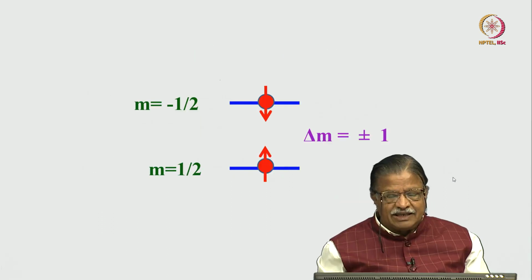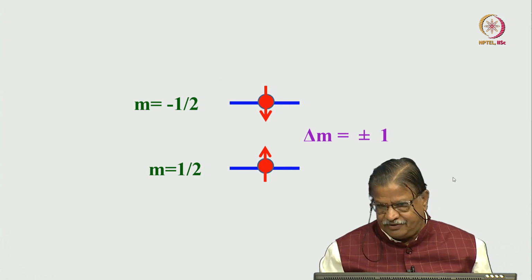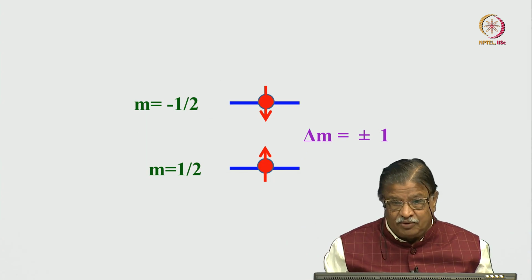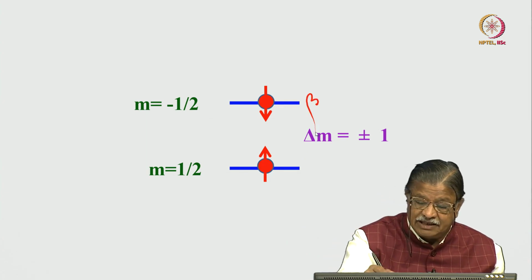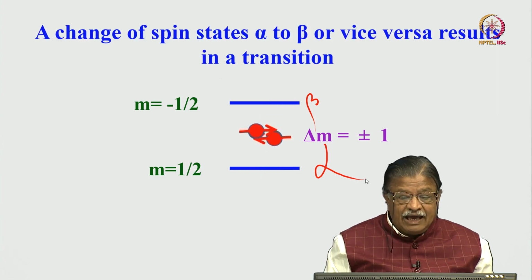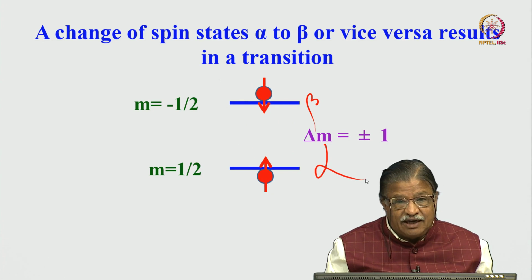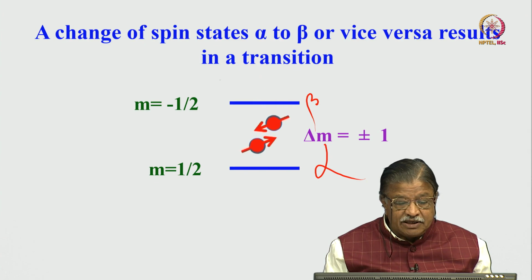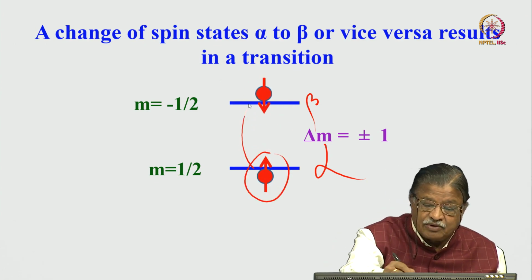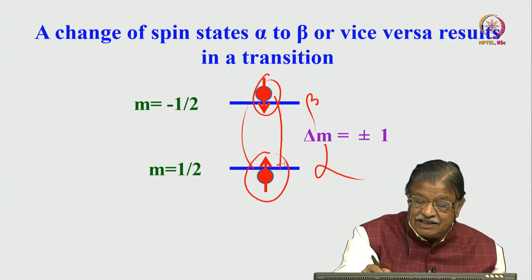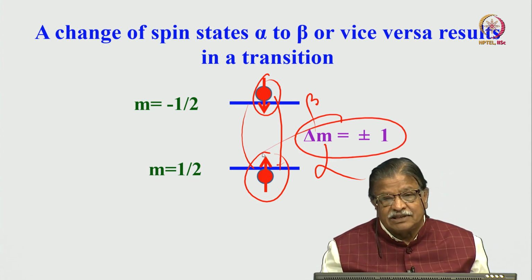Now consider an example of a spin half nucleus. A spin half nucleus has only two energy states, as I told you, and that is what we have been discussing. This is the beta state, this is the alpha state, minus half and plus half. A change of the spin state from alpha to beta or vice versa results in a transition. See what is happening here. Spins from the alpha state go to the beta state, spins from the beta state come to the alpha state. And this change is delta m equal to plus or minus 1.